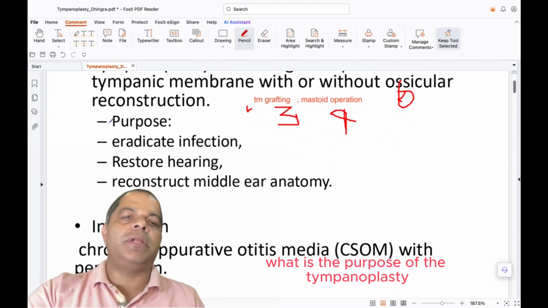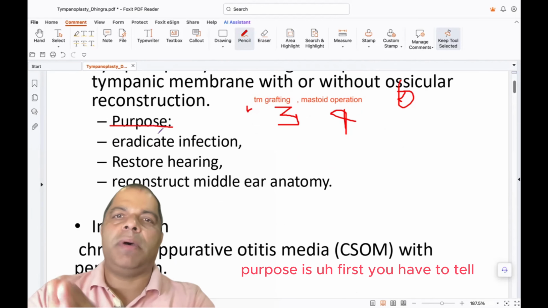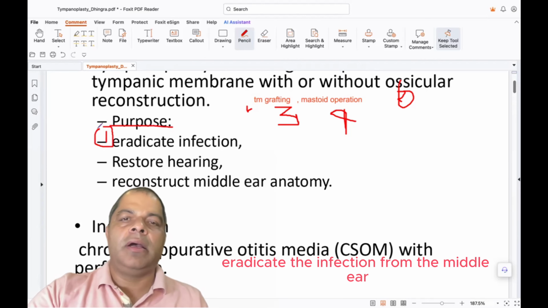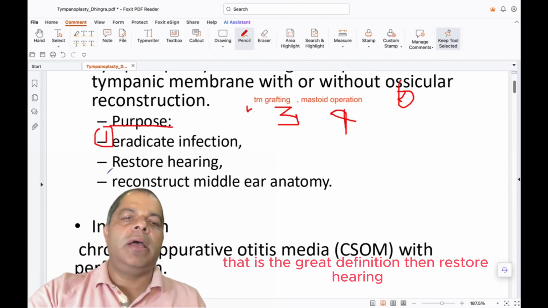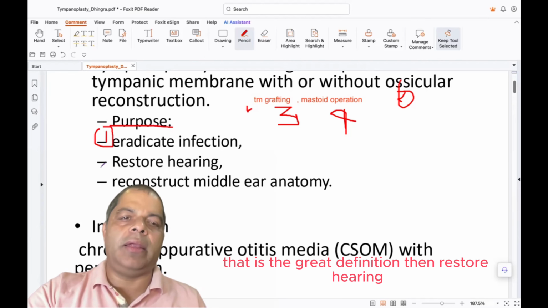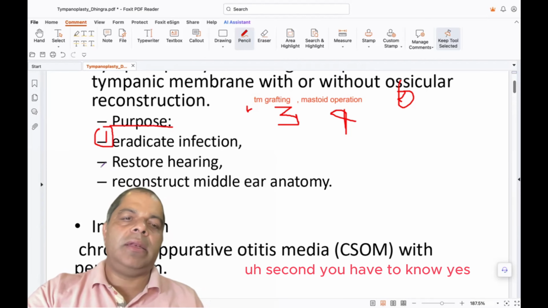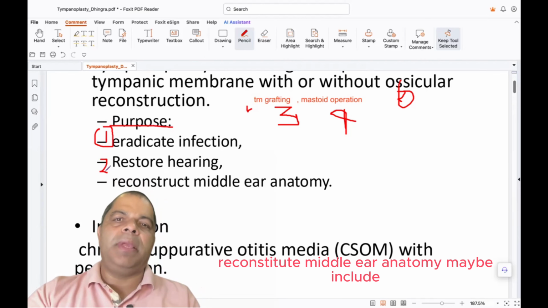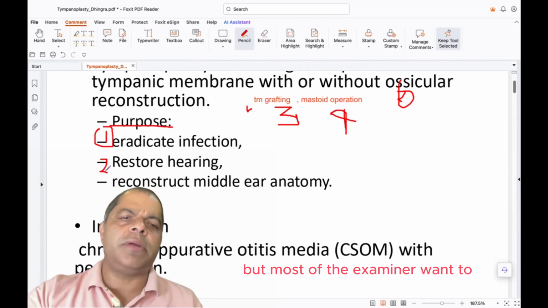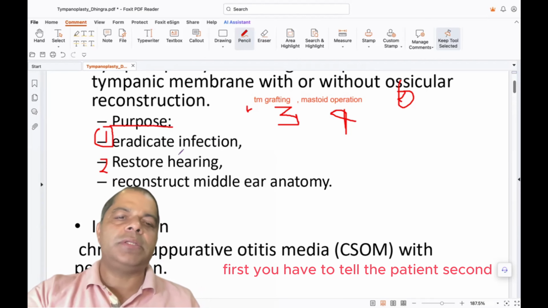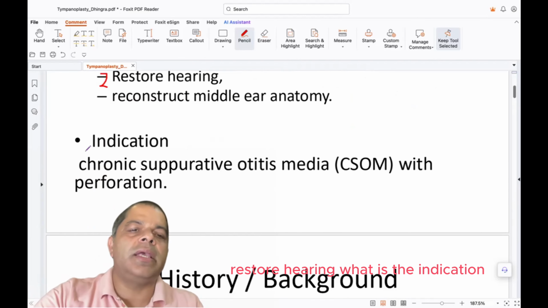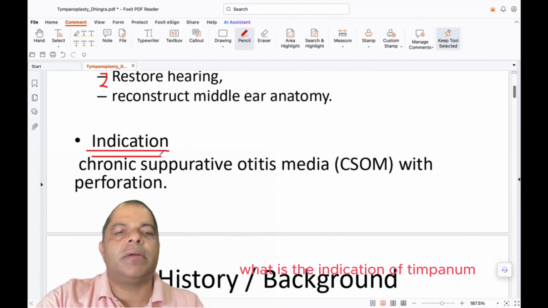What is the purpose of tympanoplasty? First, you have to tell, eradicate the infection from the middle ear. That is the great definition. Then restore hearing. Second, yes, reconstruction of middle ear anatomy may be included, but most examiners want you to first tell eradicate infection, second, restore hearing. What is the indication of tympanoplasty?